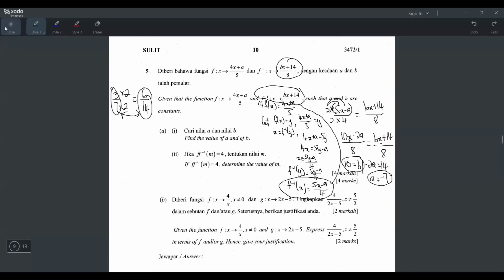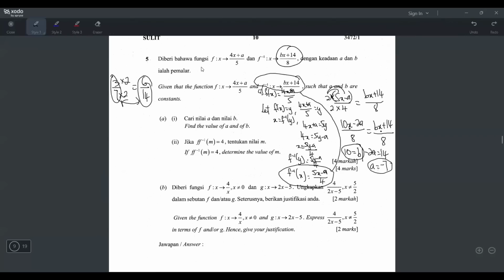Done. Okay, let's continue. Question 2 says what? If f f inverse m equals 4, determine value of m. Okay, the answer is 4. m equals 4. Whenever you see f f inverse together like this, you can potong. So straight away you get m equals 4. Of course, if you want to do it slowly, can also.